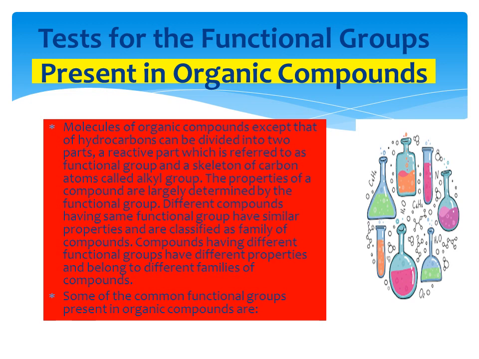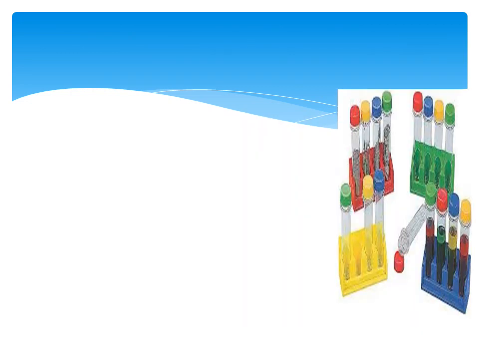Different compounds that have the same functional groups, due to the presence of that same functional group, have similar chemical properties and are classified as the same family. Compounds having different functional groups have different properties and belong to different families of compounds. Test for aldehydic and ketonic groups.